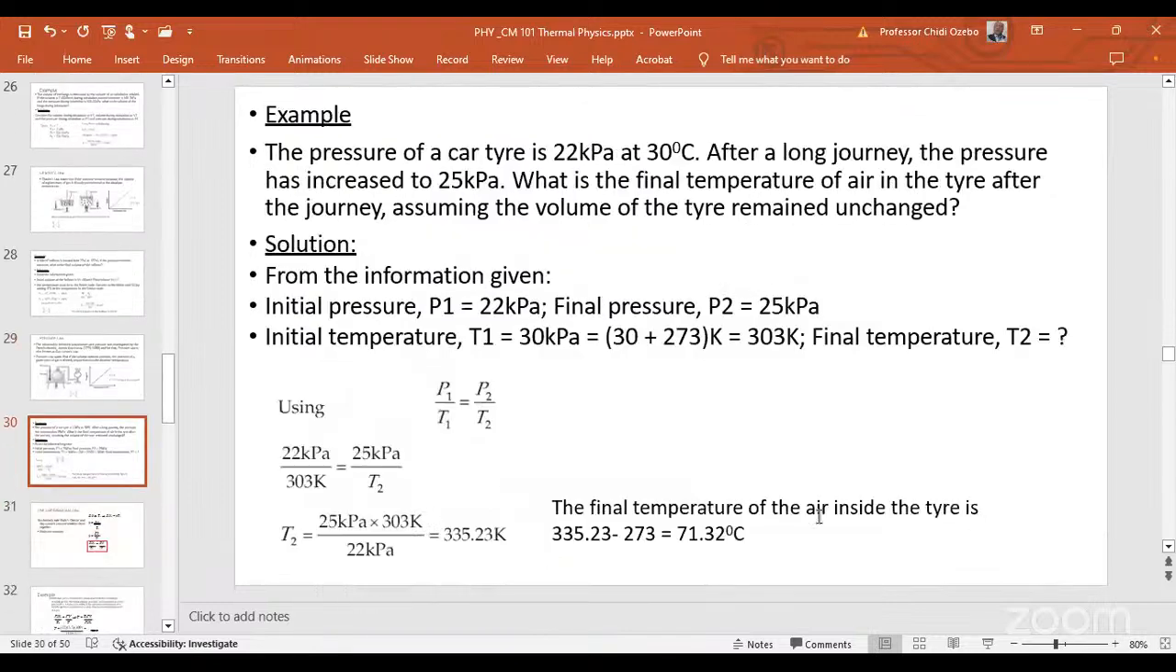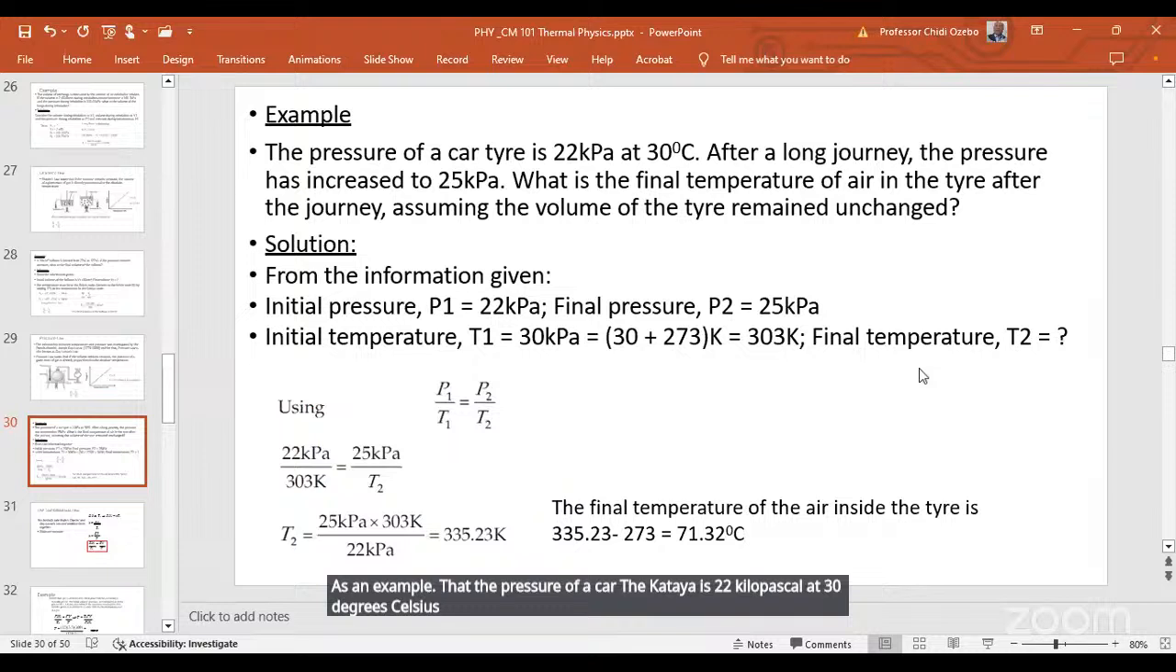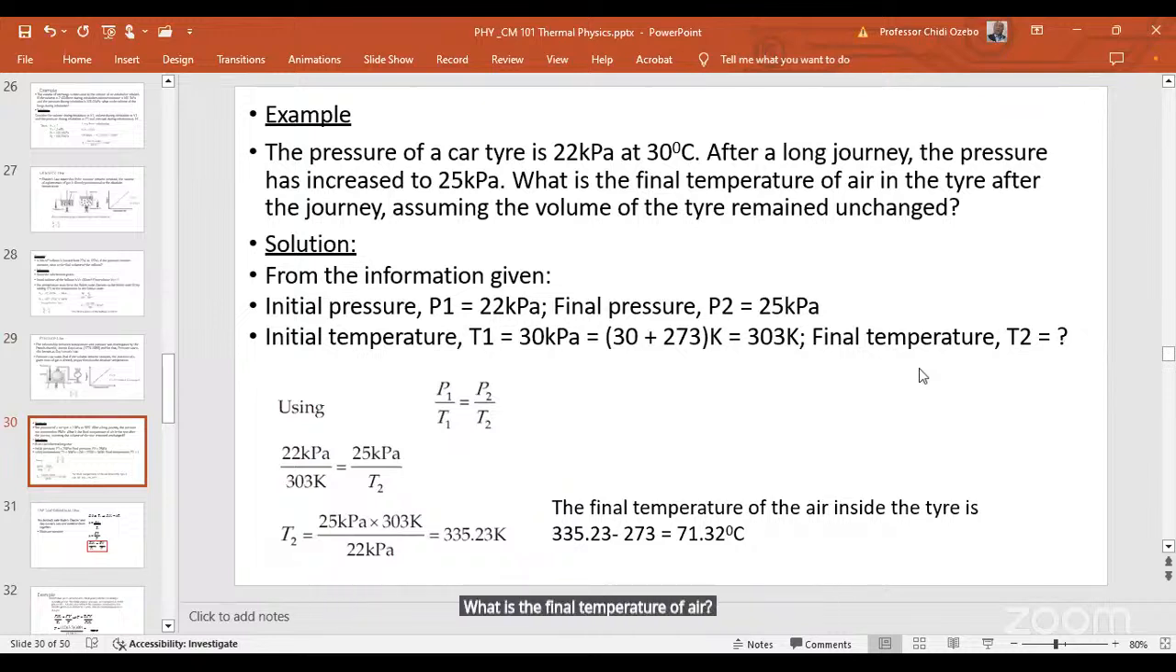As an example, the pressure of a car tire is 22 kilopascal at 30 degrees Celsius. After a long journey, the pressure has increased to 25 kilopascal. What is the final temperature of air in the tire after the journey, assuming the volume of the tire remained unchanged? So this was just for you now to substitute the values given.